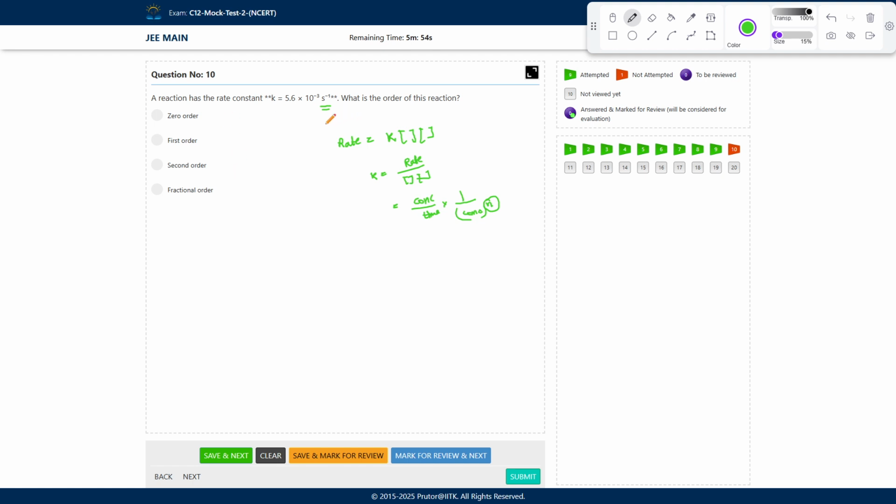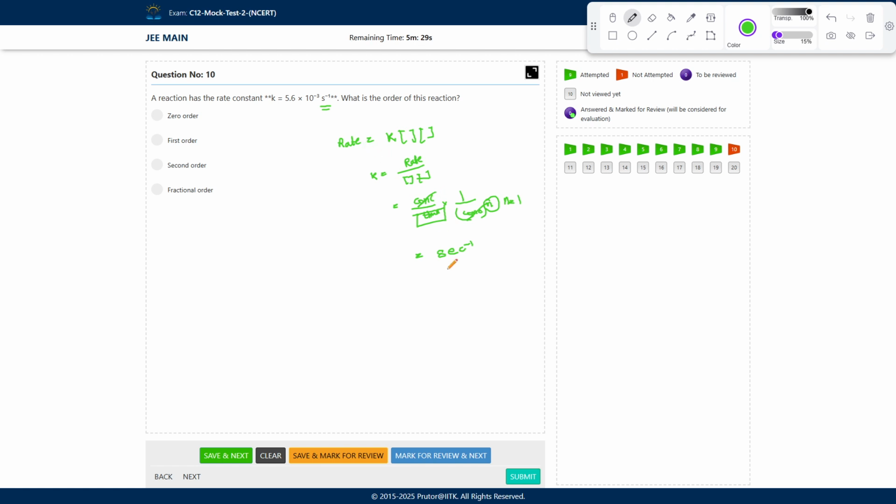Here the order is not mentioned, right? But how can you find the second inverse as the unit? Only when time remains, this concentration will cancel out totally. That can only happen when n is equal to 1, right? That means first order reaction, right? So concentration will cancel out when n equals 1, and the unit is going to be second inverse. This time will go in the numerator.